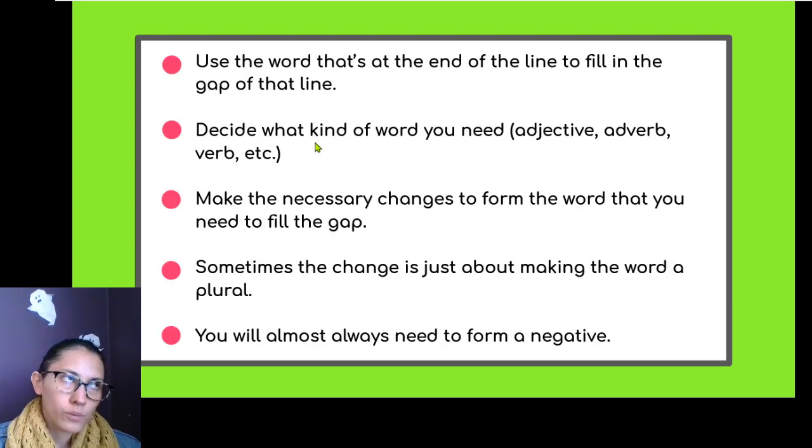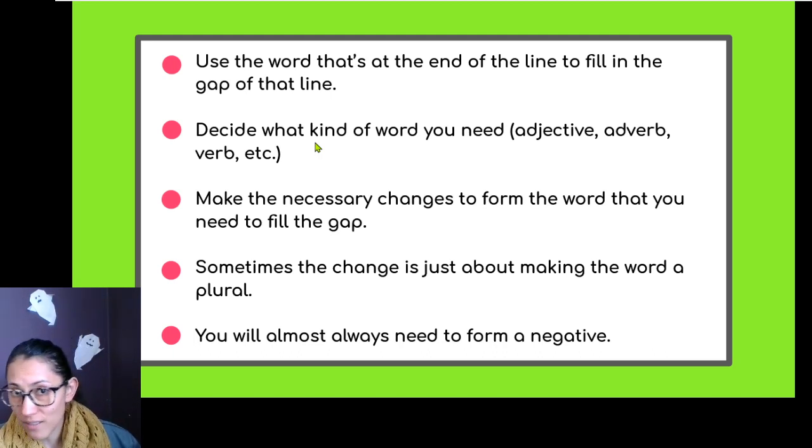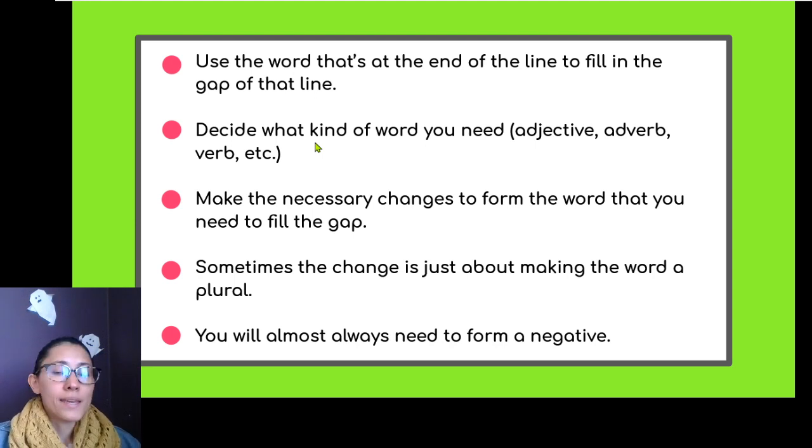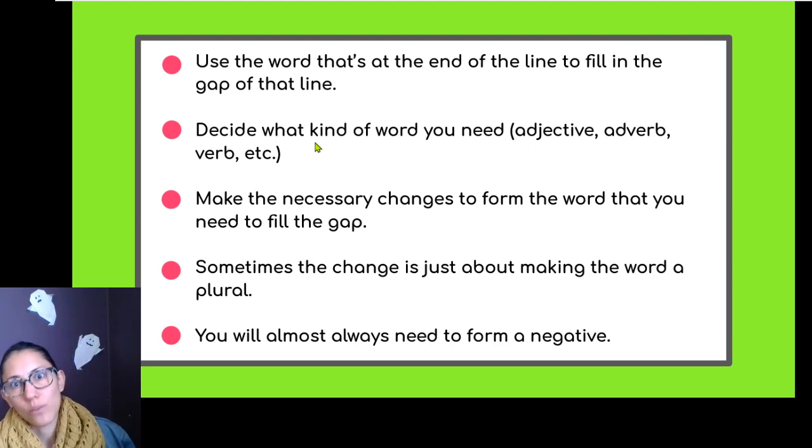Another tip is to use the word at the end of the line to fill in the gap of that line. I know it seems obvious and logical, but I have had some students using this exercise as if it were a matching exercise, moving words from one line to another just to match. And it is not. Your answer is actually at the end of each one of the lines that have gaps. The only thing you need to do is to form a new word out of that word given.